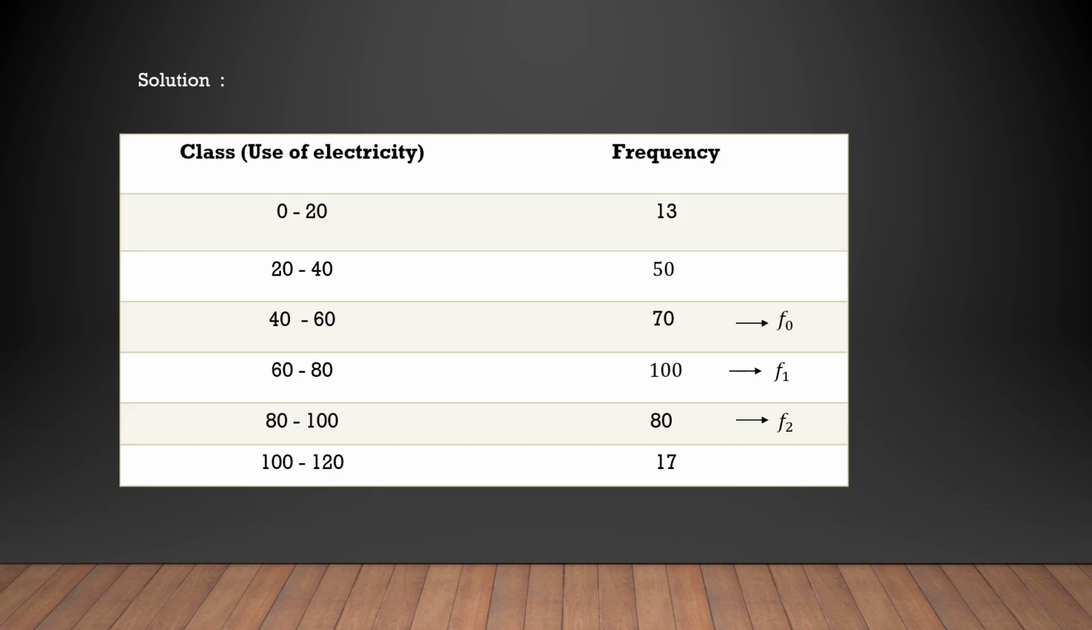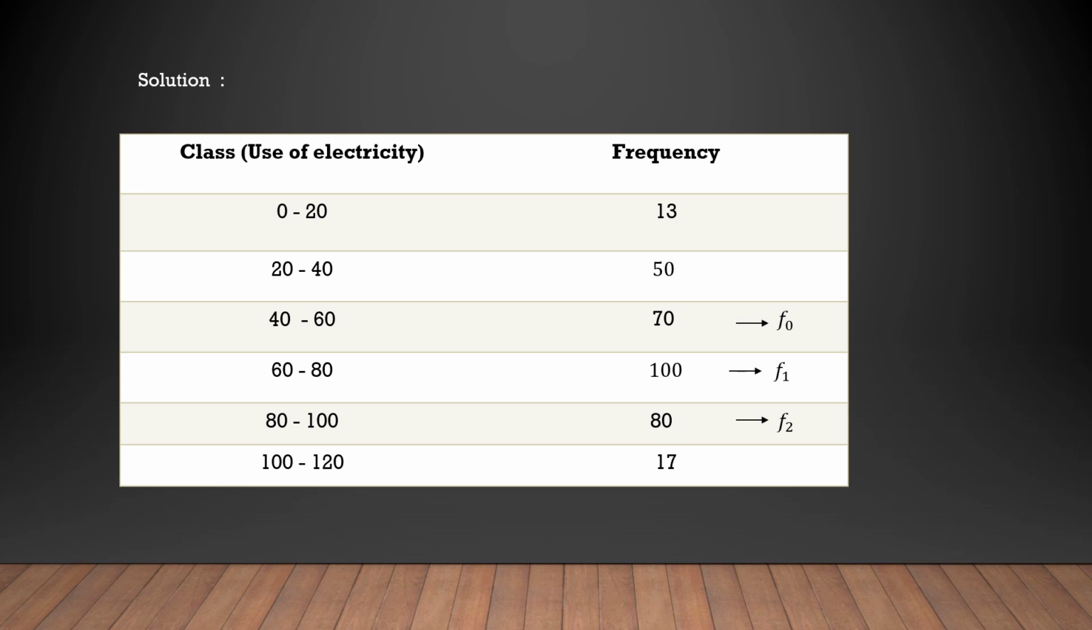So the solution is, here we draw two columns. The first column is for the class, use of electricity, and the second column is for the frequency. In the first column, the use of electricity is 0 to 20, 20 to 40, 40 to 60, 60 to 80, 80 to 100 and 100 to 120. Then the frequencies are 13, 50, 70, 100, 80 and 70.